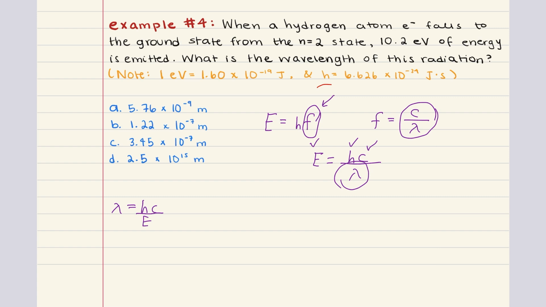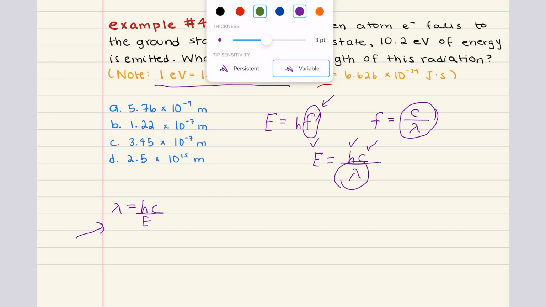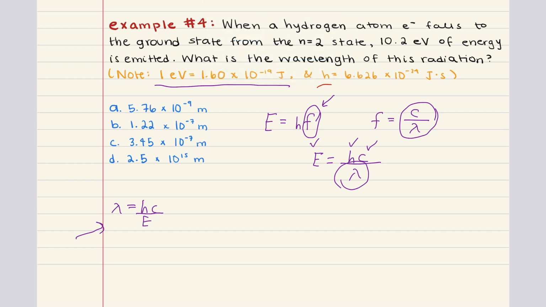Now you might get really excited because we have all of these variables and you might quickly plug them in, but there's one thing that we need to be really careful about, and that is the units for the energy term. We're told that 10.2 electron volts of energy is emitted. In order for the units to cancel out appropriately in this equation, and for us to calculate wavelength in units of meters, we need energy to be in units of joules. So we need to convert electron volts to joules. Now, thankfully, we are given that conversion. So let's go ahead and do that, and then we can plug things into our equation and solve for wavelength.